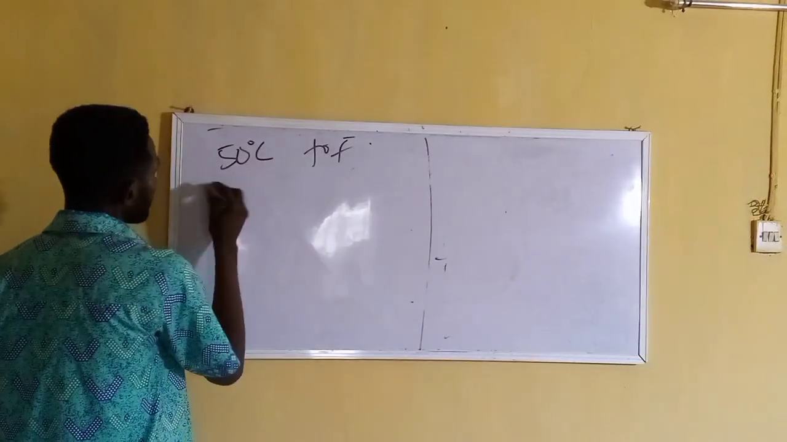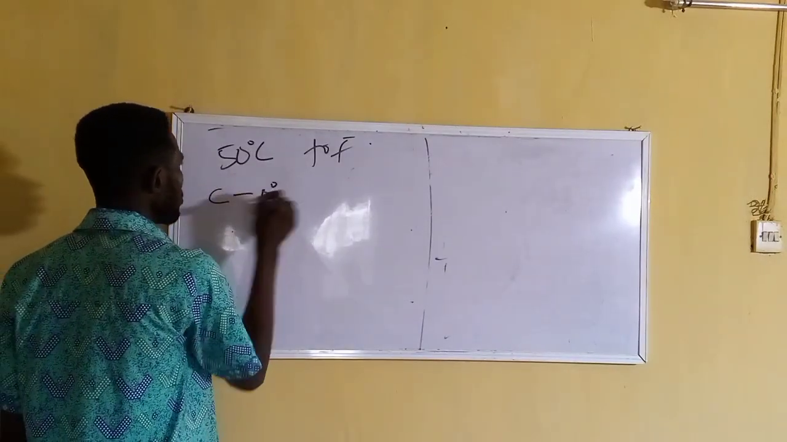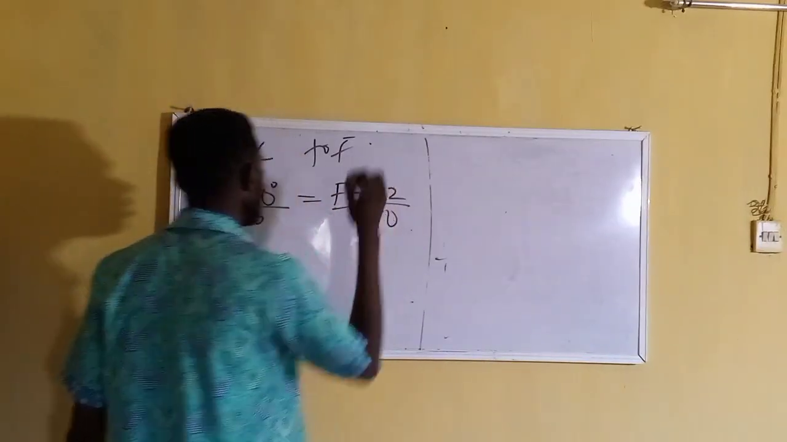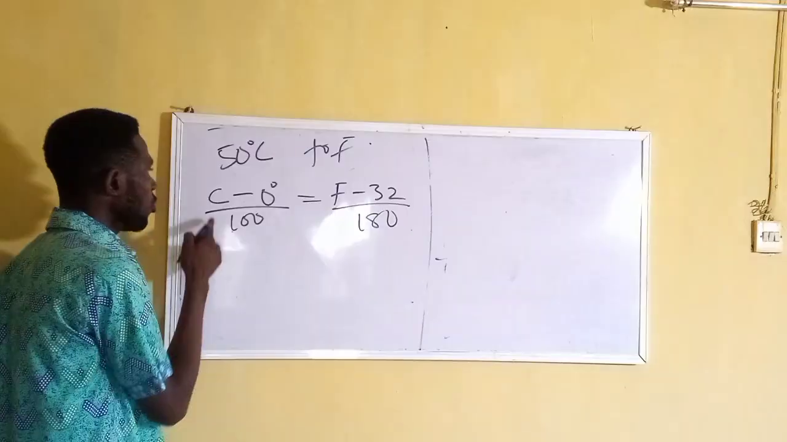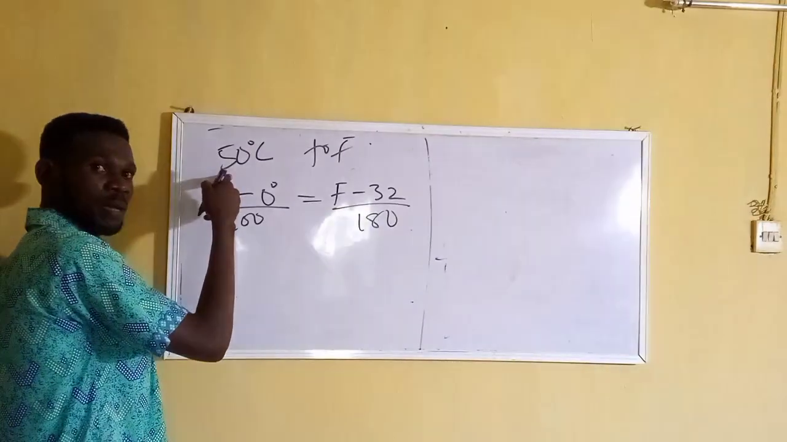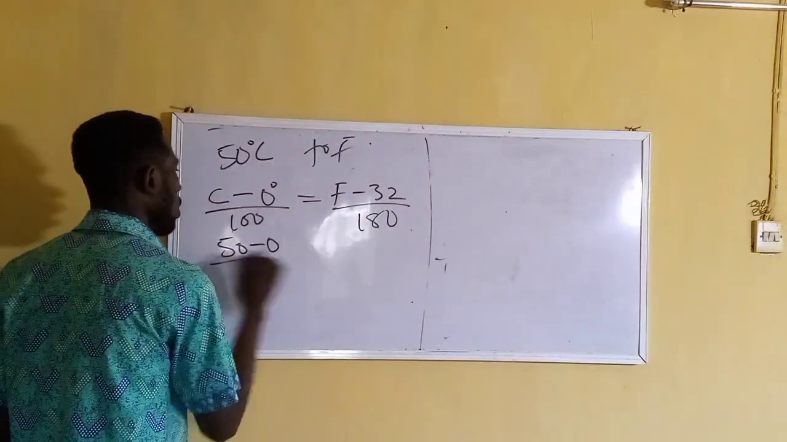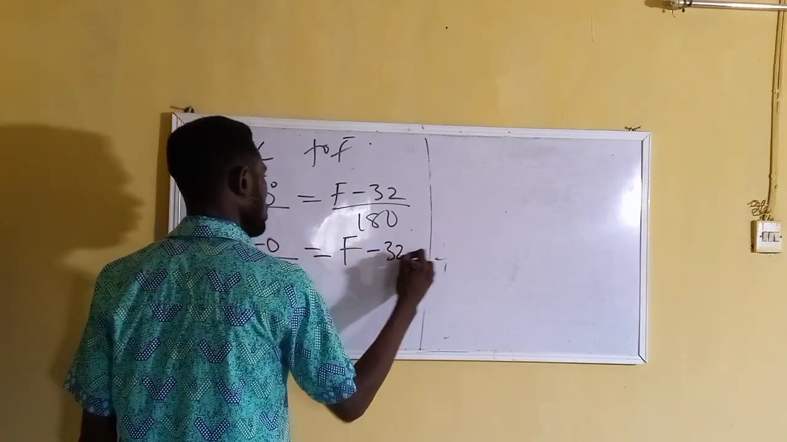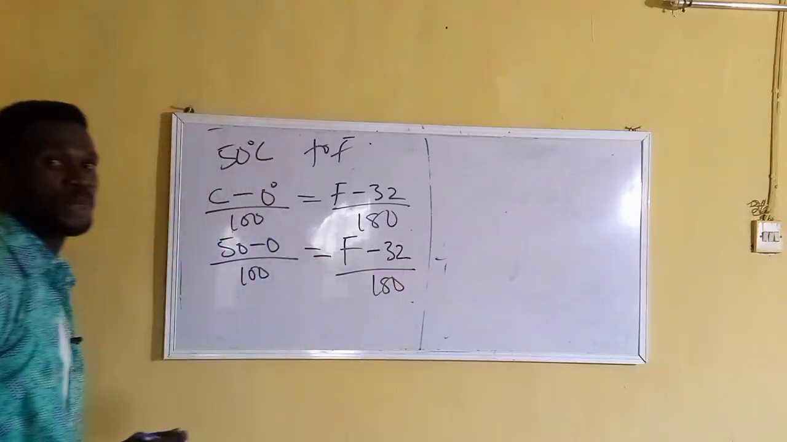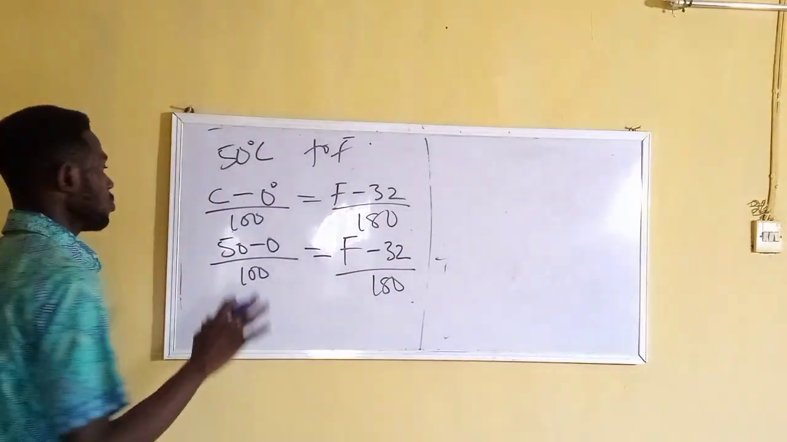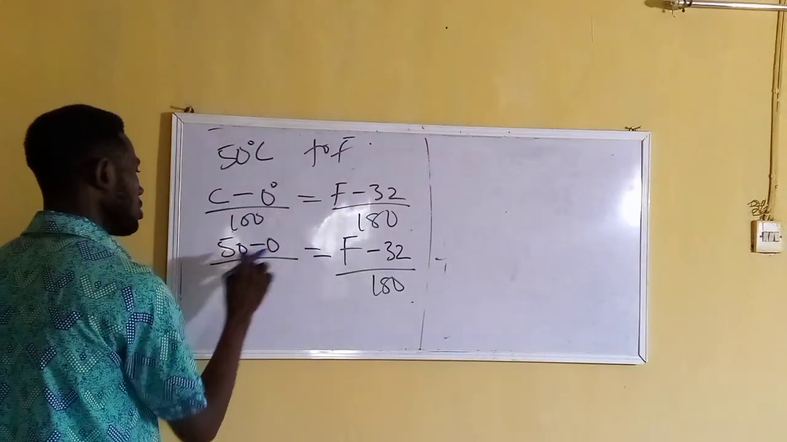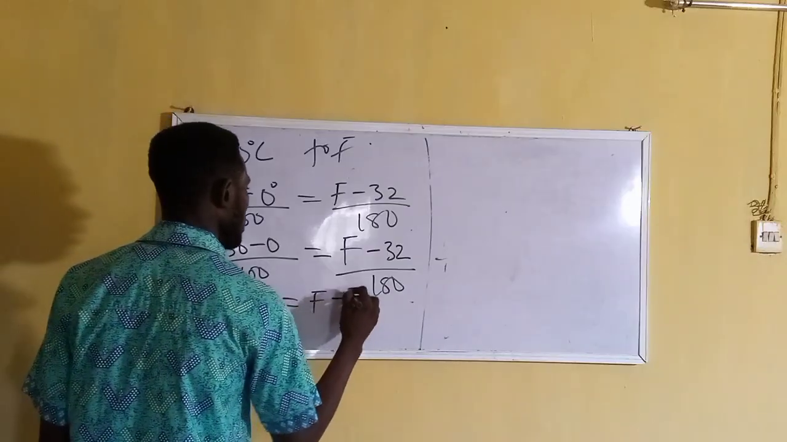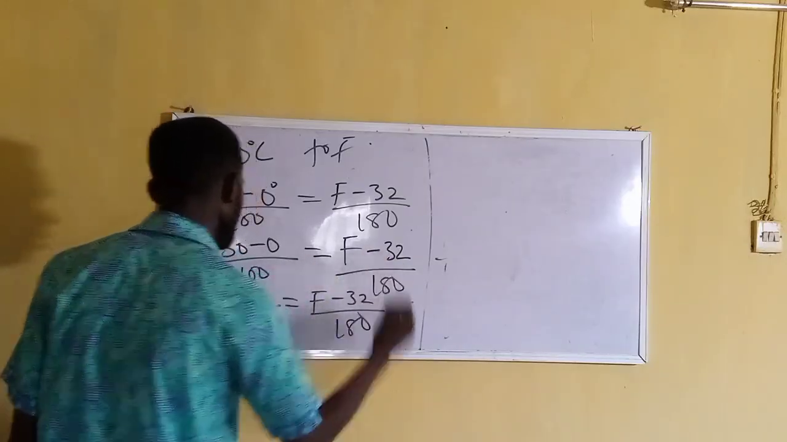I would say this time around it would be C minus 0 degrees Celsius over 100 equals F minus 32 over 180. Now, my C in this case is going to be 50 because that is what I am to convert. So it's going to be 50 minus 0 over 100 equals F, which is my unknown, minus 32 over 180. When you carry out the subtraction, it's still 50 over 100 equals F minus 32 over 180.